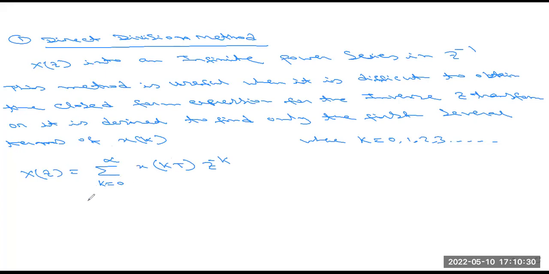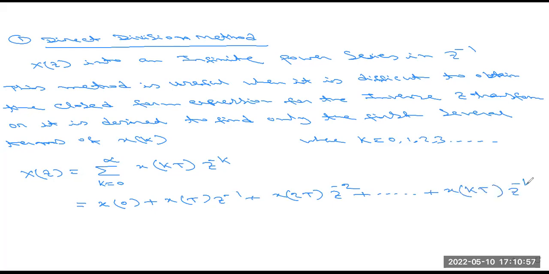Okay, so the equation is coming: x of 0 plus x of T z inverse, then x of 2T z inverse 2 plus dot dot, this process continues, that is x of kT z inverse k. So these are the mathematical expressions for the direct division method for the inverse Z transform.